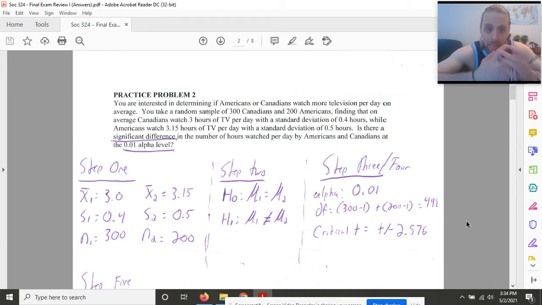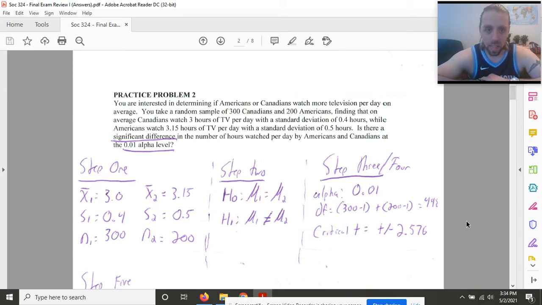Can you say, is there a significant difference in the number of hours watched per day by Americans and Canadians at the 0.01 alpha? Put another way, 99% confidence. This is a two means t-test because I have two sample means, two sample sizes, and two sample standard deviations, and it's a two-tailed test.